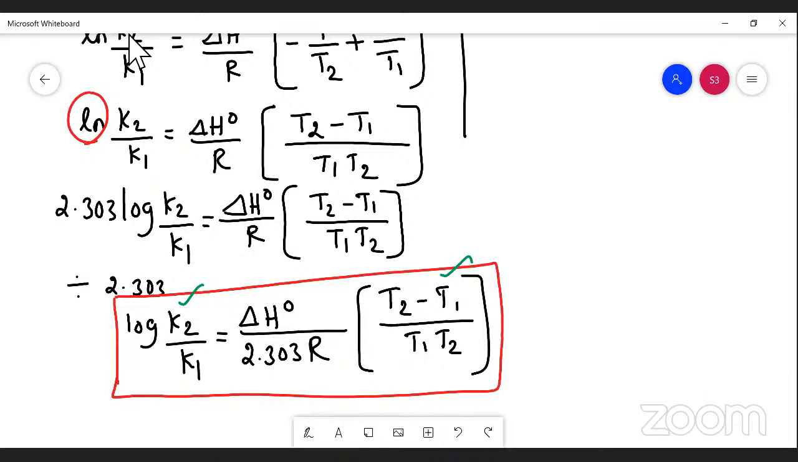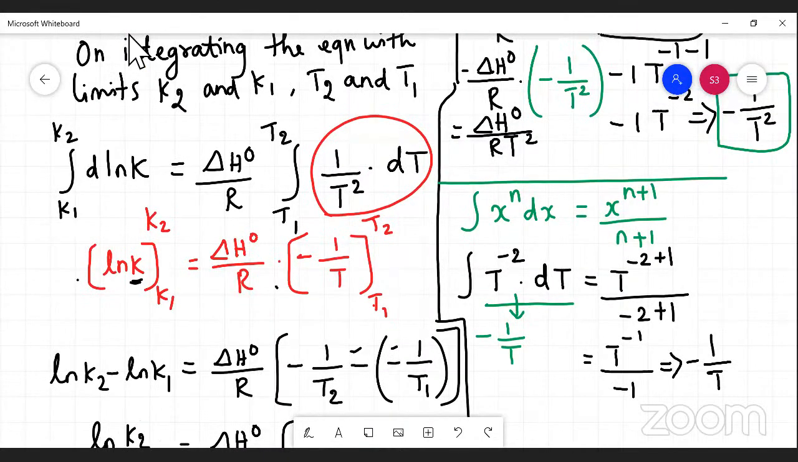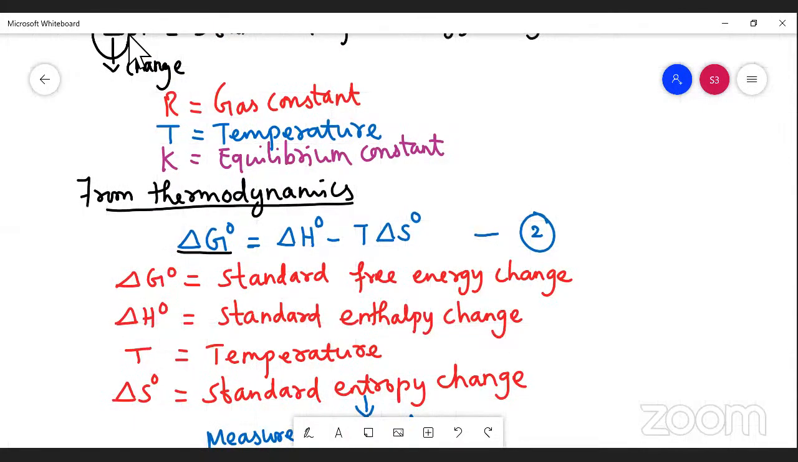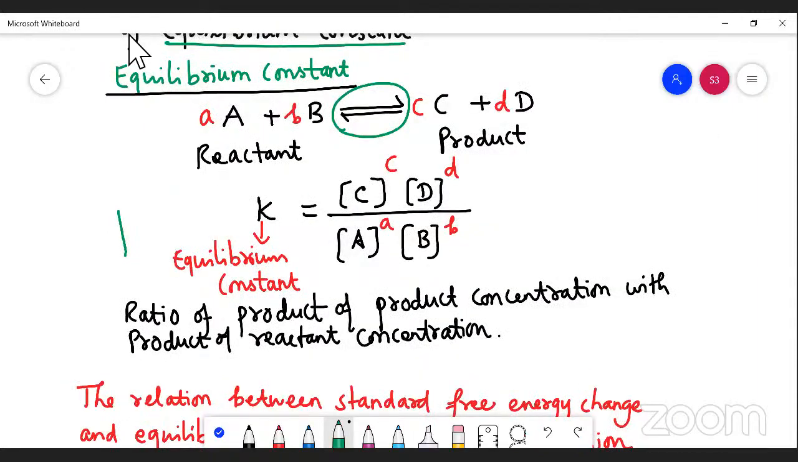Now if you go with the Van 't Hoff equation, we know that it is a measure of the quantitative temperature dependence of an equilibrium constant. This is the first line of explanation, and at the last I gave a formula. Now what is the equilibrium constant? It is nothing but the ratio of the product concentration with the product of the reactant concentration. This is called the equilibrium constant.